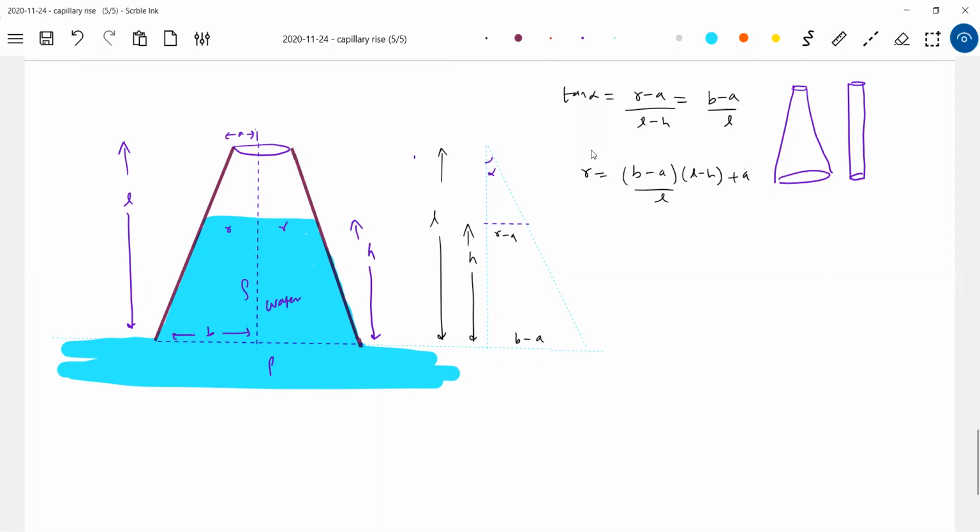Where I'm asking you to look at here, this one. So I'm asking you to draw a triangle here. So what can be this? This distance will be R minus A. What can be this distance? B minus A. Simple geometry. R is this total distance.